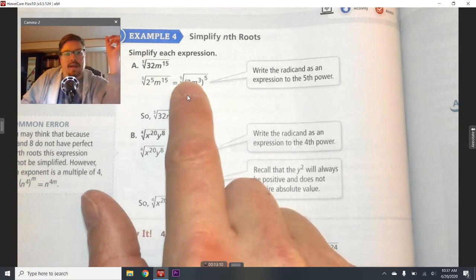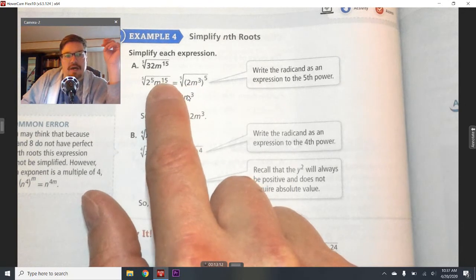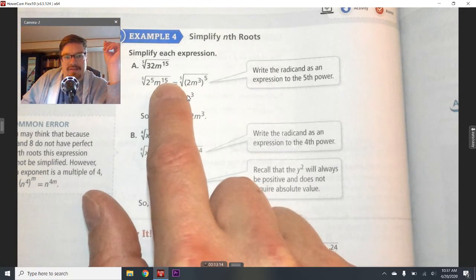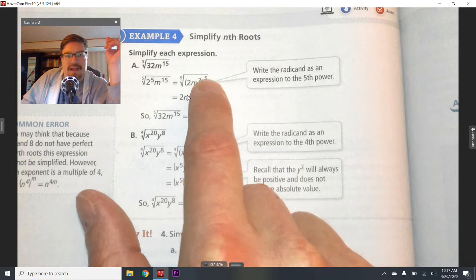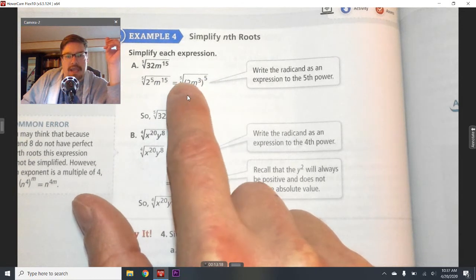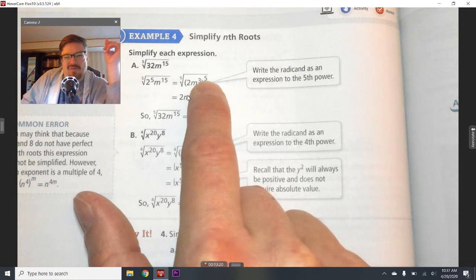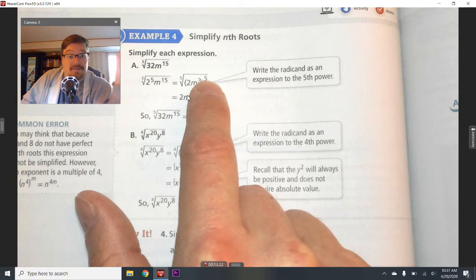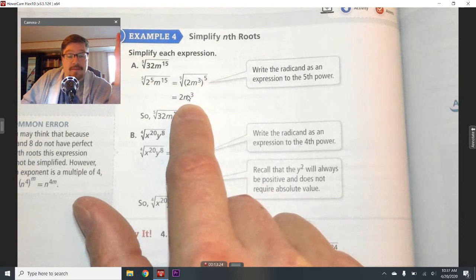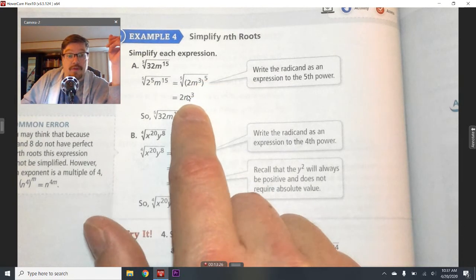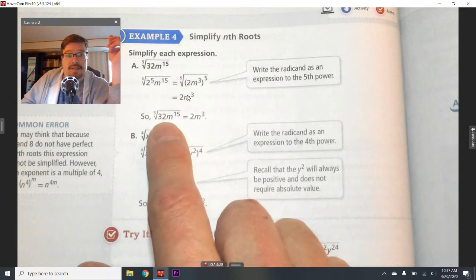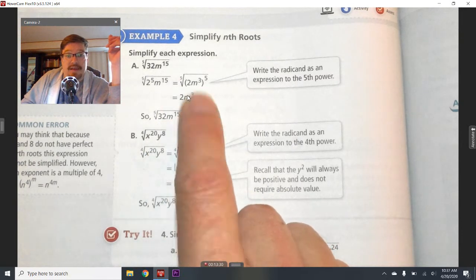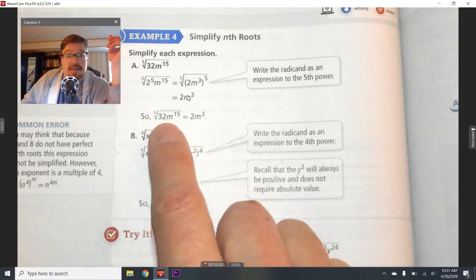Okay. Now what they did here is they actually saw that m to the 15th power is 5 times 3. So what they did is they factored out a power here. Okay, and then this 5th root of something raised to the 5th power canceled itself out. So you're left with 2 to the m, 2 times m to the 3rd. Okay, so this actually simplified to that. Now this is a lot easier to work with than that.